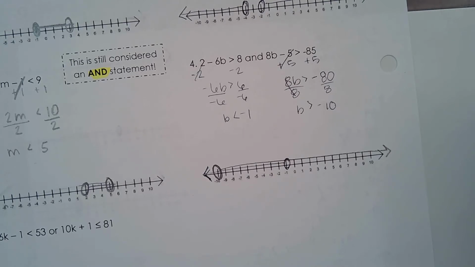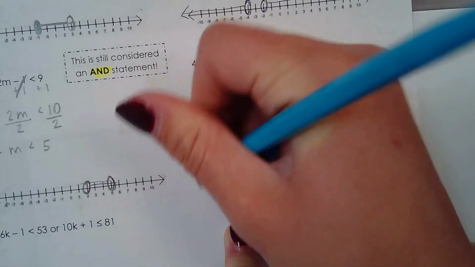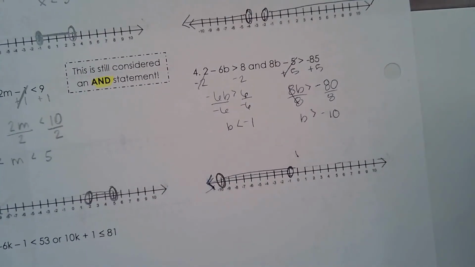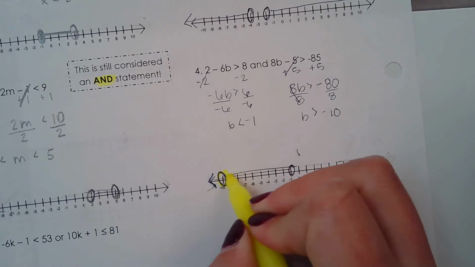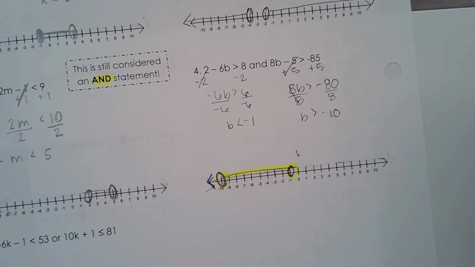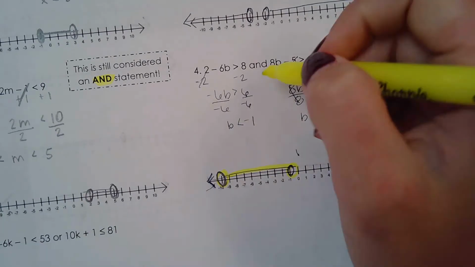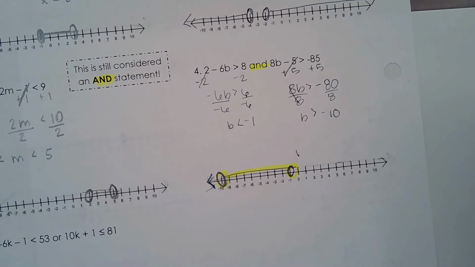Sierra, where's the answer going to be? We've got the two graphs. Where's our answer? In between. So erase the ones on the end. I goofed and did it in pen, so I can't erase this end. That okay? Questions there? What part of that told us it would have to be in between? And. So anytime you see an and statement, where is it probably going to be? In between.